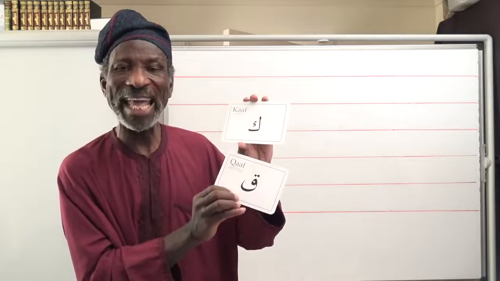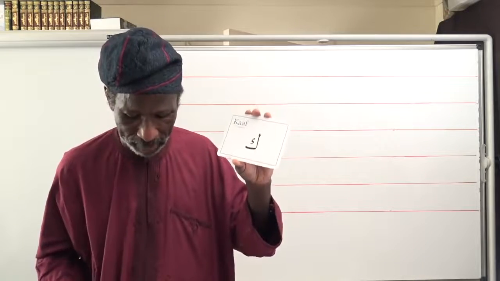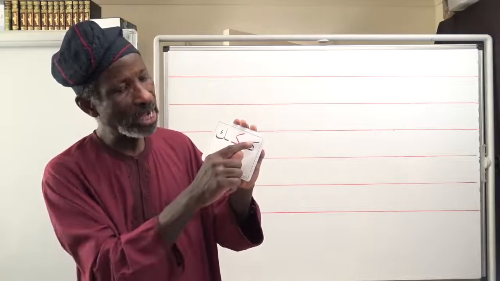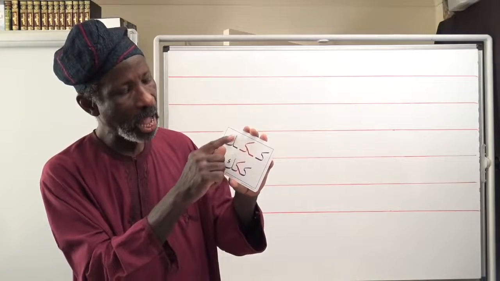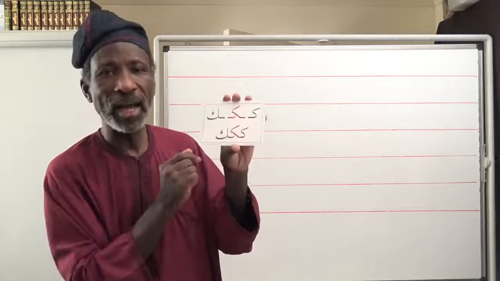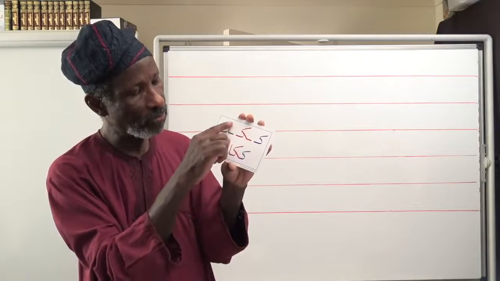Qalbun, heart, kalbun, dog. So ka, and this is ka. Now, joining your ka, you start with the base first, and then you go back to do this line. Don't start with this line. Yeah, so curve, extend, curve, final one.